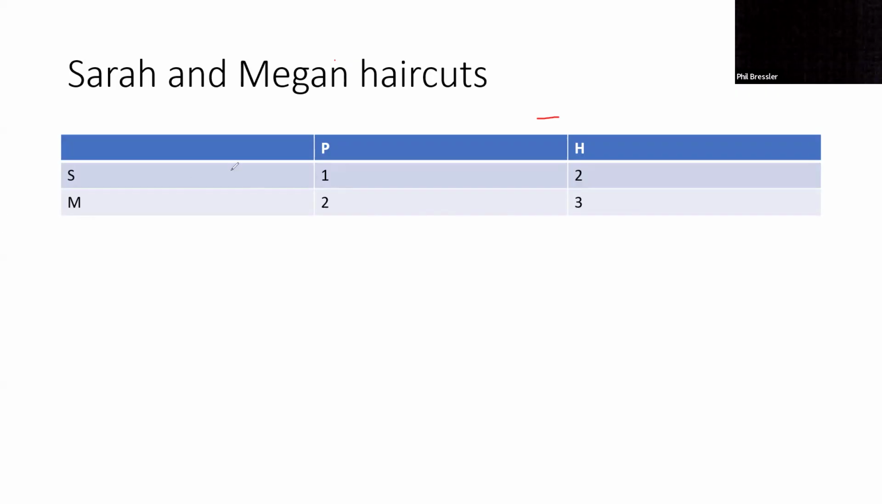Okay, so the other for perms is haircuts. So that would be 2/1, which is 2, and that's Sarah rather. And then for Megan, the other is haircuts, 3/2, which is 1.5. 1.5 is smaller than 2. So Megan has the comparative advantage in perms, and Sarah has it in haircuts. Okay?